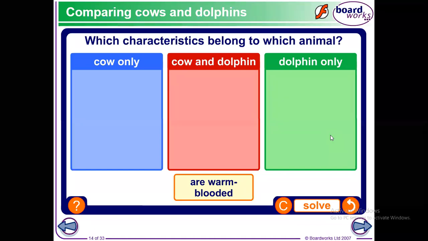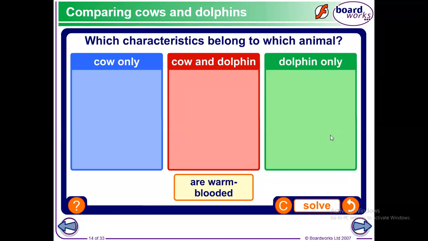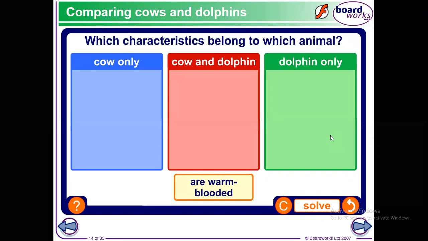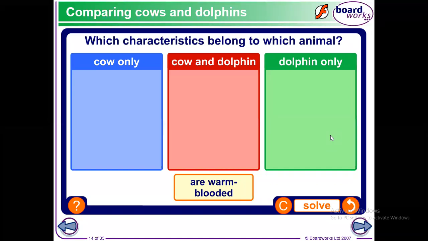That's right. Thank you, Malak. Both of them are mammals. That means they give birth to their young. They do not lay eggs, and they also feed their babies with milk.